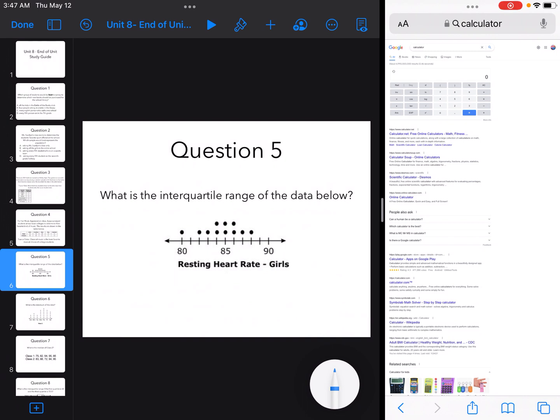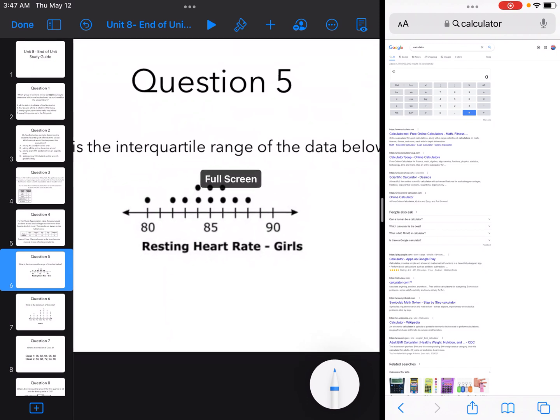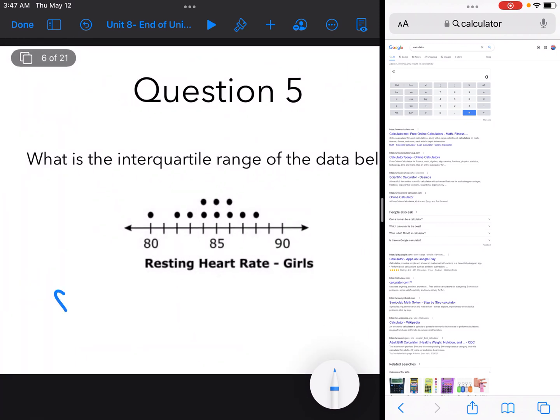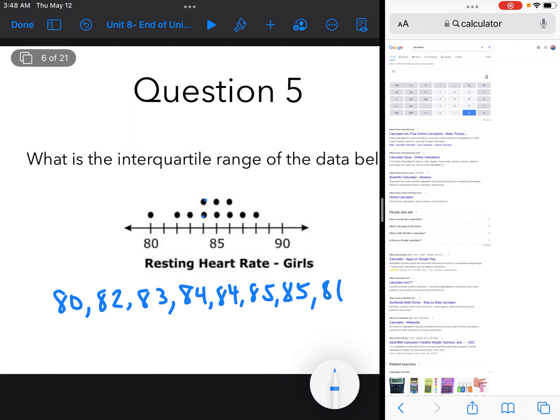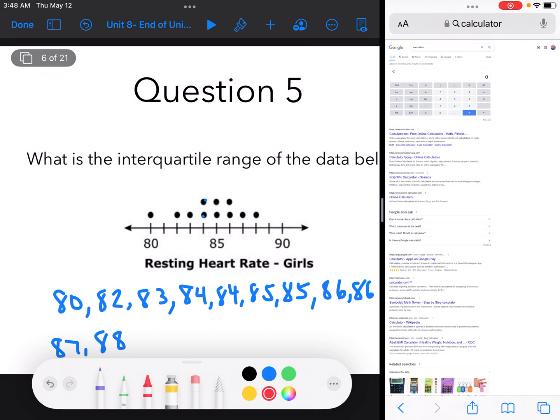Okay, what is the interquartile range of the data below? So this goes into box and whisker plots. The first thing you need to do is list out your data. So you have 80, 82, 83. I'm going to have 2 84s, 2 85s, 2 86s, an 87, and an 88. So my first step is to find the median.